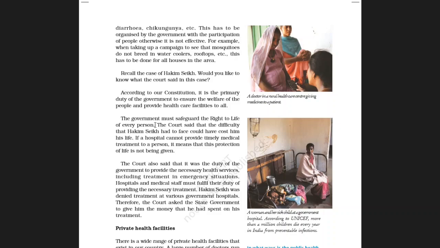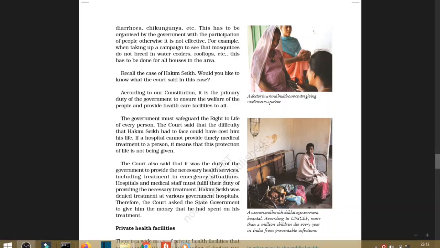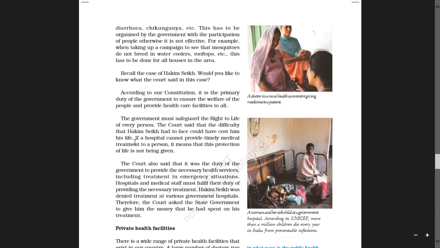The court said that the difficulty that Hakim Sheikh had to face could have cost him his life. Even his life might have ended there. If a hospital cannot provide timely medical treatment to a person, it means that this protection of life is not being given. So if a hospital cannot provide timely medical treatment to a person, that means this protection of life is not being given here.